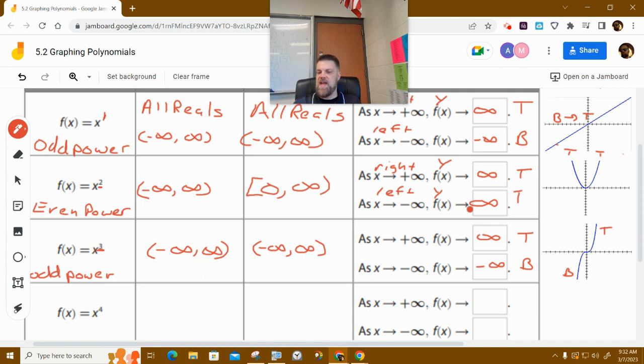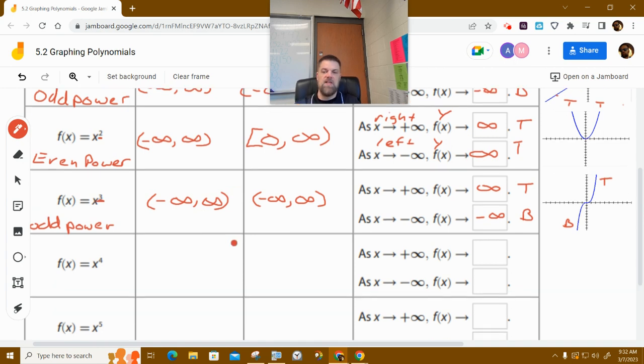So just to kind of recap, these are parent functions. We haven't transformed them. We haven't stretched them. We haven't translated them. We haven't moved them around at all. It's the basic parent functions. X to the first power, x to the second power, x to the third power. Coming up next is x to the fourth power. That is an even function because 4 is an even number. Not even function. Sorry, I misspoke. It's an even power. Yeah, technically, it's an even function, but it's an even power.